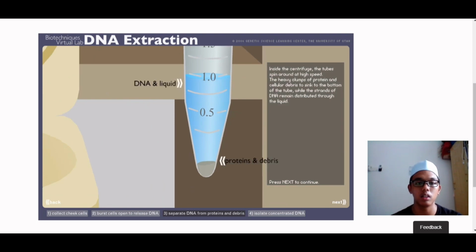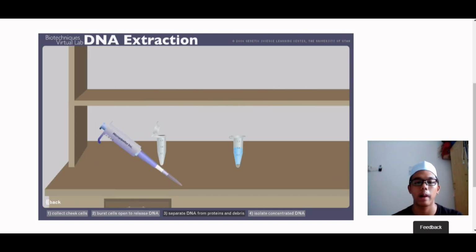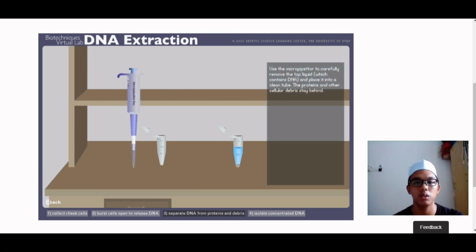Inside the centrifuge, the tube spins around at high speed. The heavy clumps of protein and cellular debris sink to the bottom of the tube, while the strands of DNA remain dispersed through the liquid. So there will be a precipitate of protein and debris, and the DNA in the liquid. We use the micropipette to carefully remove the top liquid, which contains DNA, and place it into a clean tube. The proteins and other cellular debris stay behind.